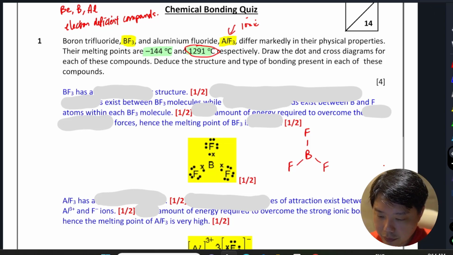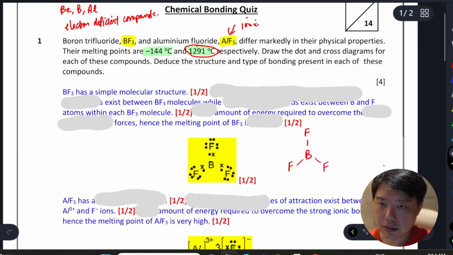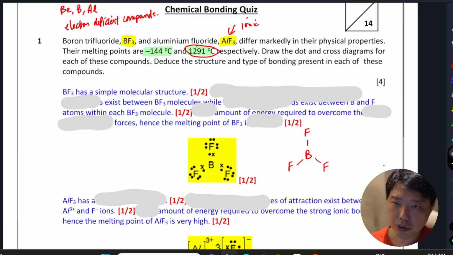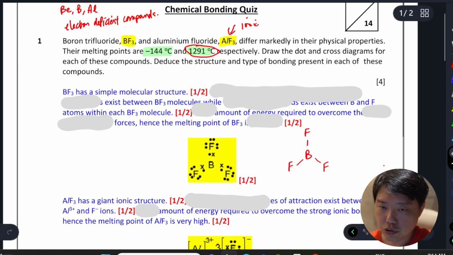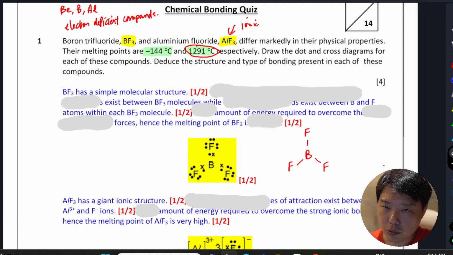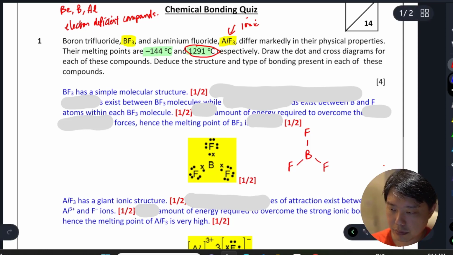Then they say after you draw the dot and cross, deduce the structure and type of bonding. When you look at the melting point, it should already give you a hint that BF3 is a simple molecular structure, because it has a very low melting point. The high melting point one is an ionic structure, so we already know that. That's why we draw the dot and cross the way we do. They want you to give them both the structure and the type of bonding.